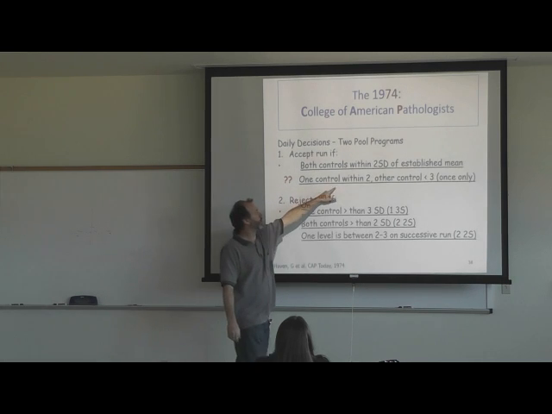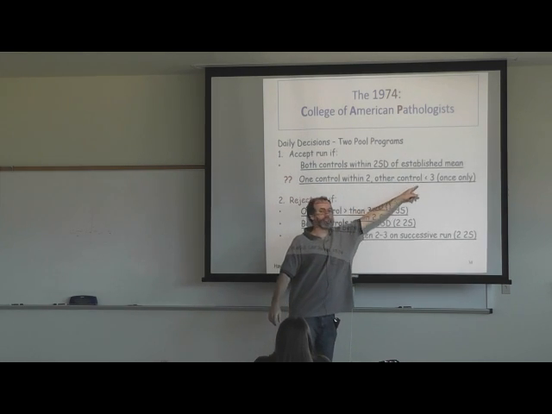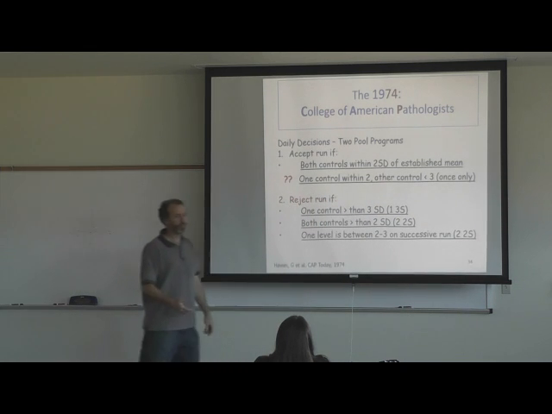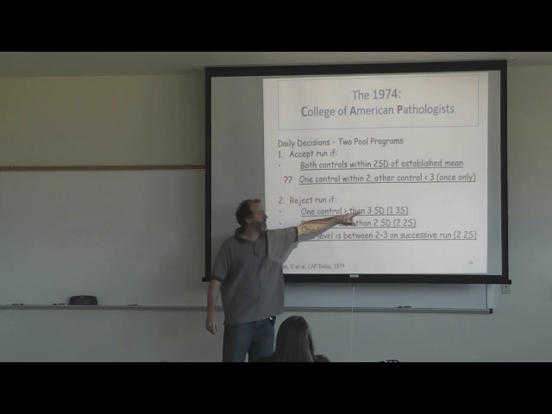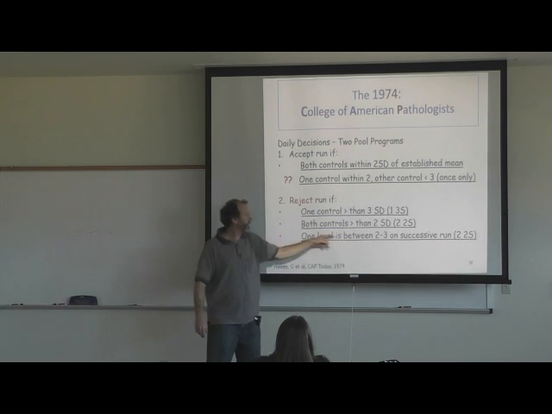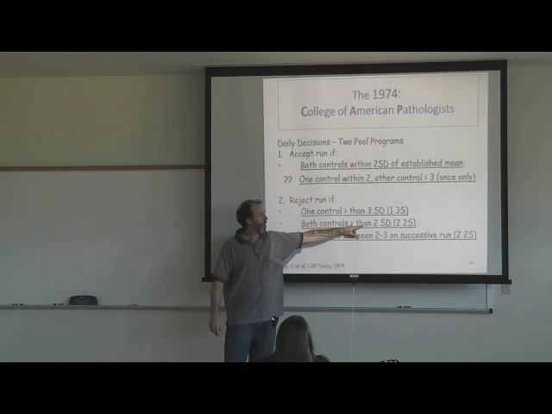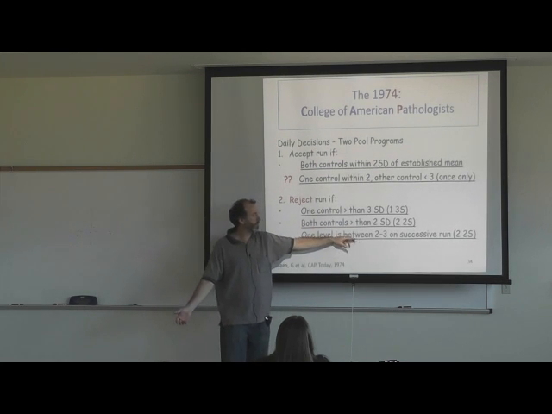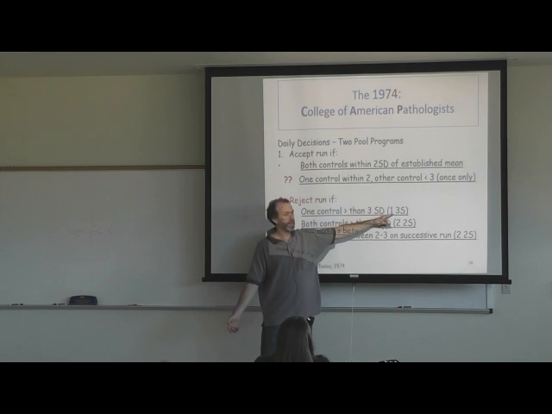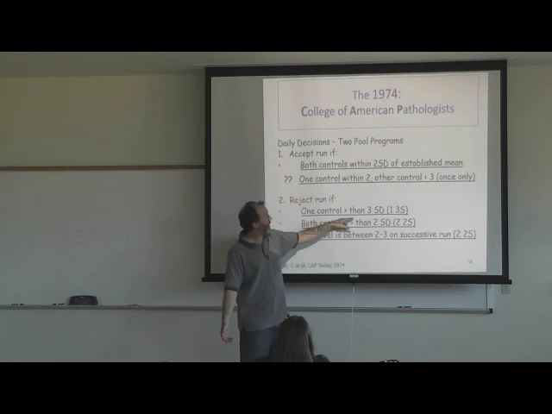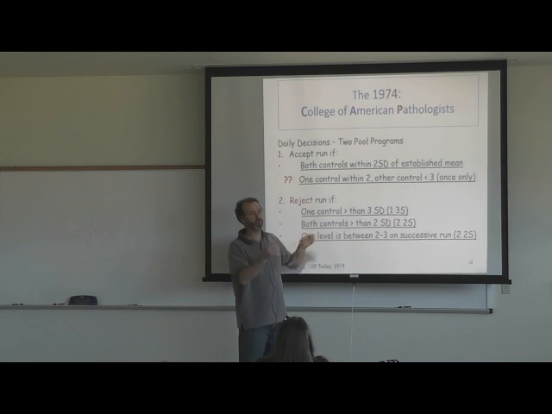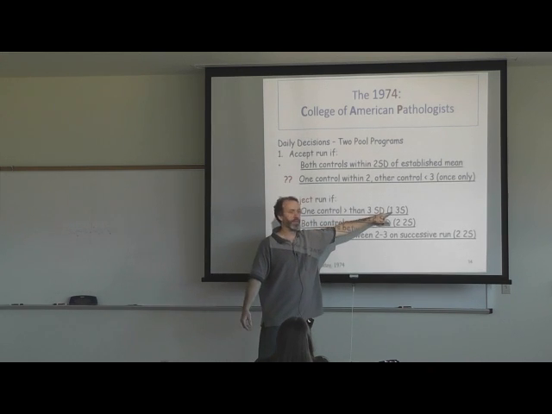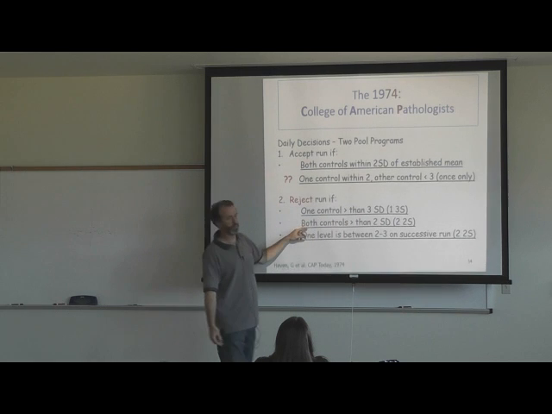If you have one control within 2 and the other control less than 3, you're also going to accept the run. Okay? You reject the run, however, if one control is greater than 3 standard deviations away from the mean, or both controls are greater than 2 standard deviations in the run. Those are the rules. So if you have a 1-3S, that means one of your control samples is greater than 3 standard deviations away from the mean. That's the Westgard rule that we break when this happens, okay?